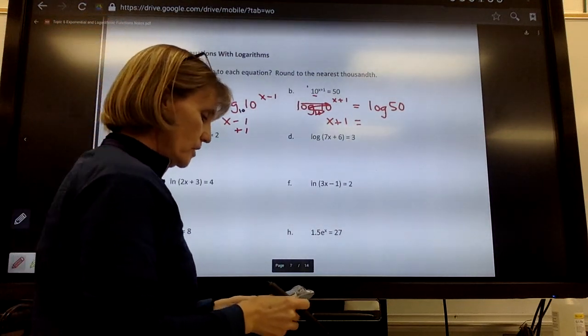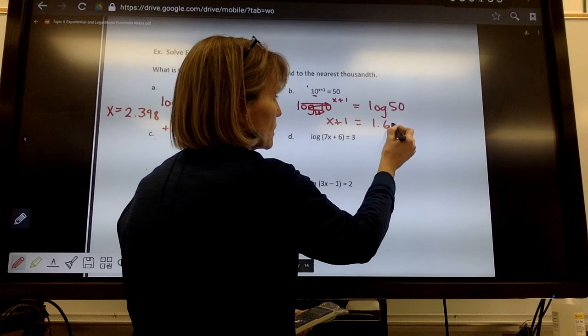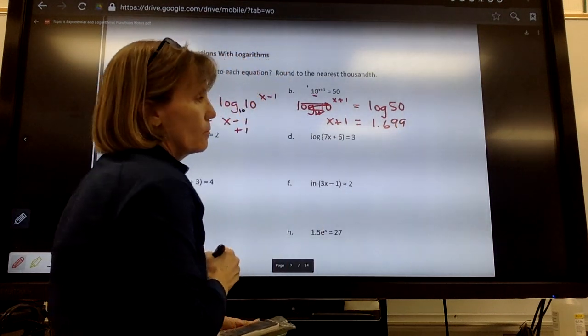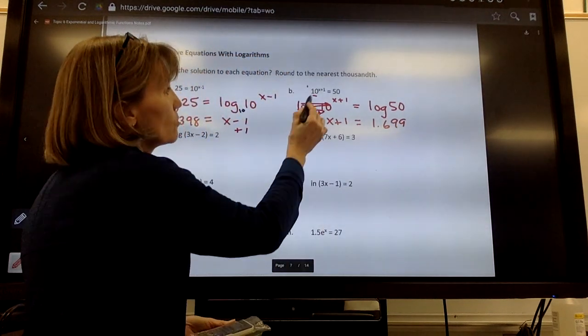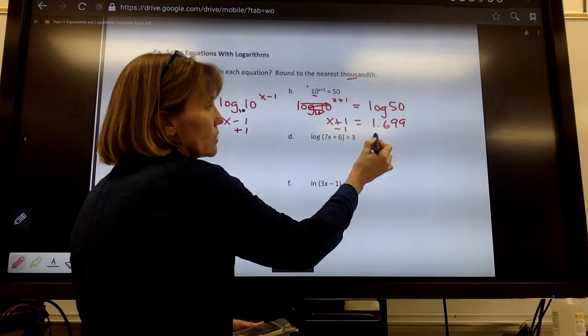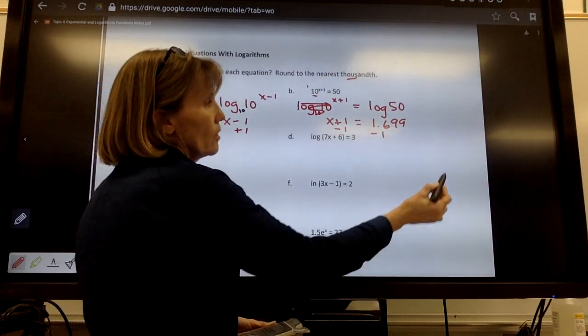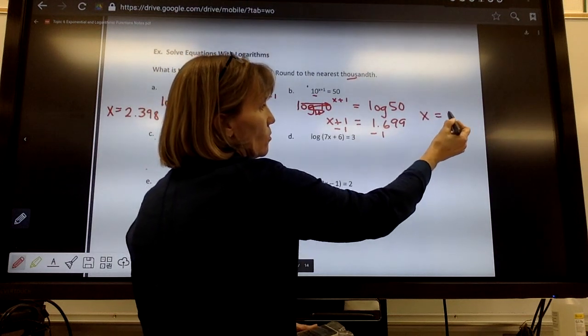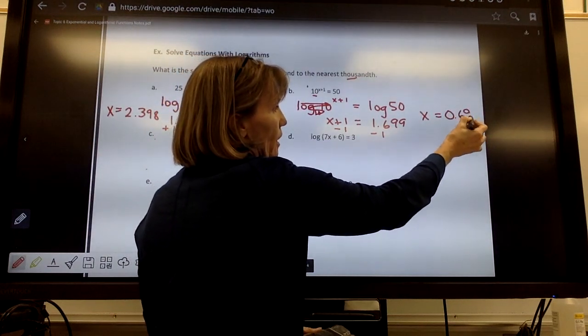On the other side, you take the log of 50. My log of 50 is 1.699. I'm going to round it to the nearest thousandth, since that's what it says in the directions. And I would subtract 1 this time to get x by itself. So in this case, x is going to equal 0.699.